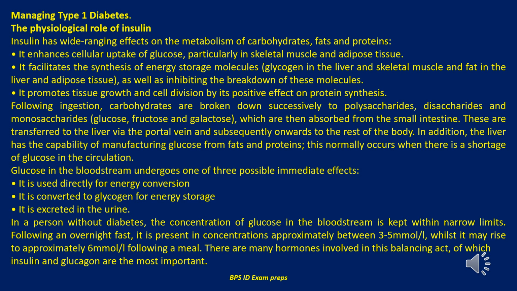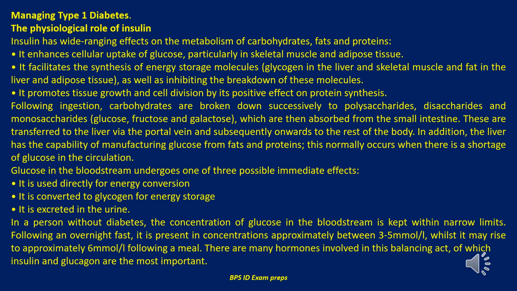Glucose in the bloodstream undergoes one of three possible immediate effects. 1. It is used directly for energy conversion. 2. It is converted to glycogen for energy storage. And 3. It is excreted in the urine.